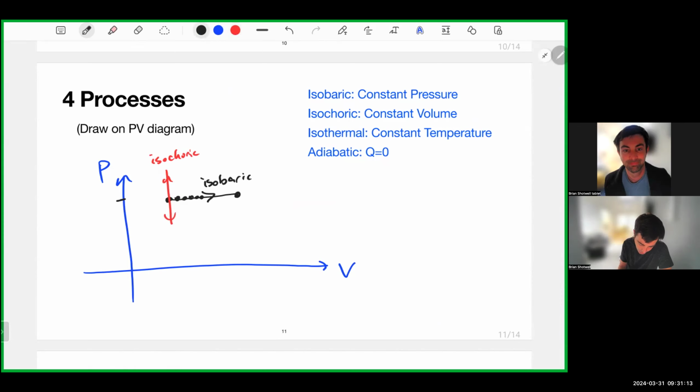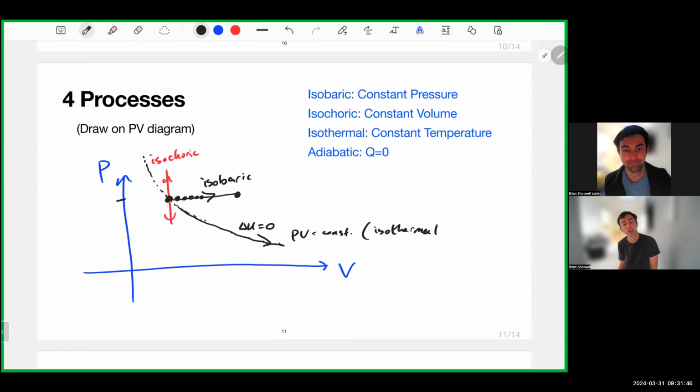Then the other two are, okay, so if I take the first dot right here and I draw that hyperbola like we were talking about before, where PV equals constant, this is constant temperature. This is isothermal. So if we go along that path, then that's an isothermal process, constant temperature, which also means delta U equals 0. So in the case of a gas expanding, I drew this arrow right here to indicate that the gas was expanding, the volume was increasing.